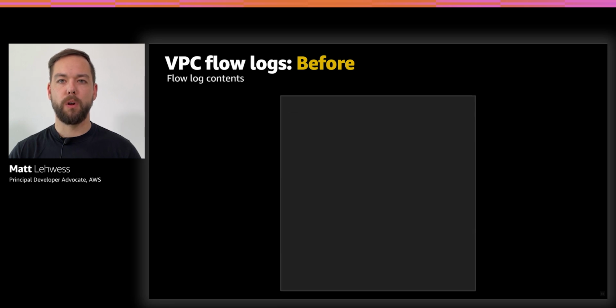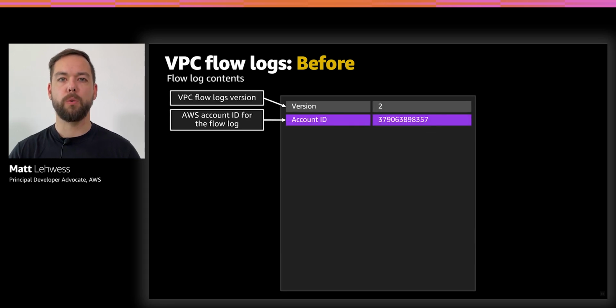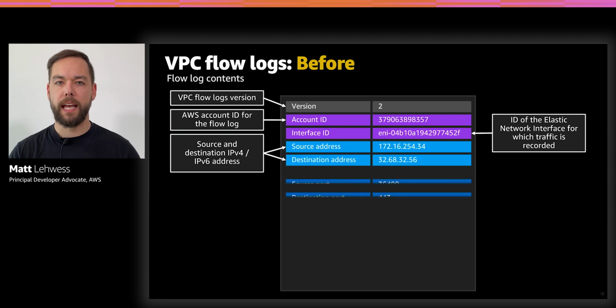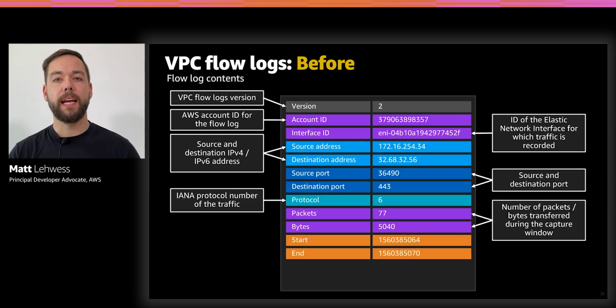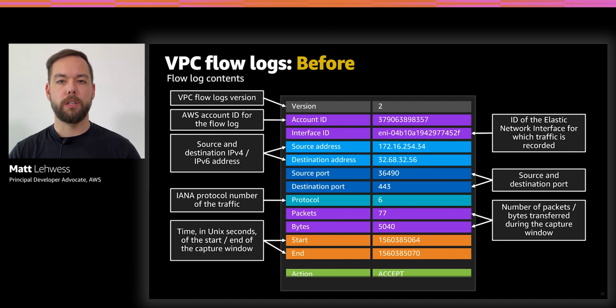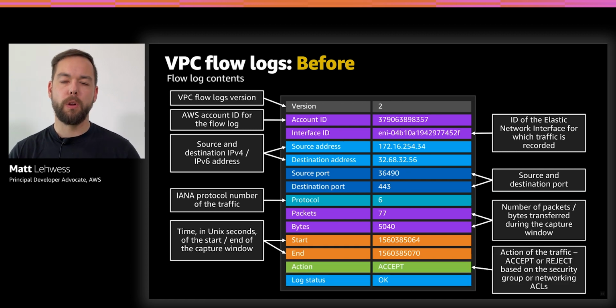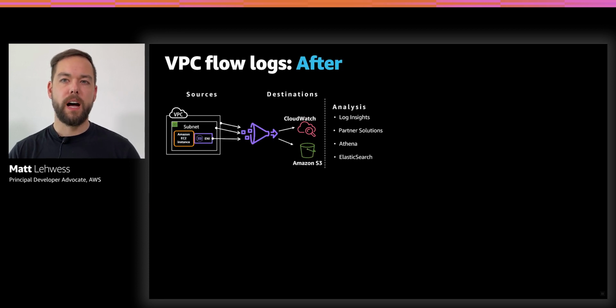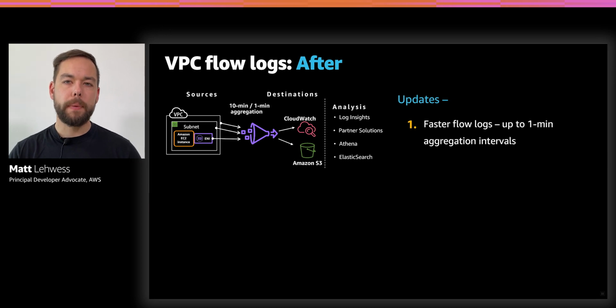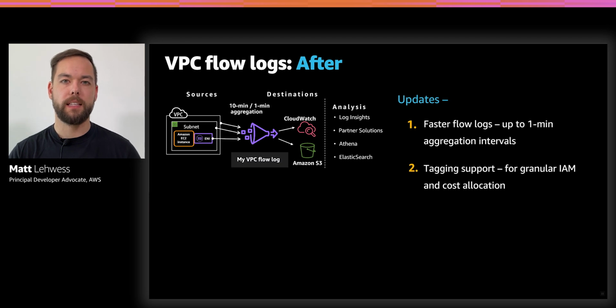If we look at the contents of a flow log, we have things like the flow logs version, the account ID, the source and destination, the protocol, the packets, the bytes, the start and end, because this is for a particular time period, the action, and then the log status. So this is what a flow log generally looks like. And now we actually have faster flow logs, with up to 1 minute aggregation intervals. So flow logs are going to operate a lot faster than they did before.